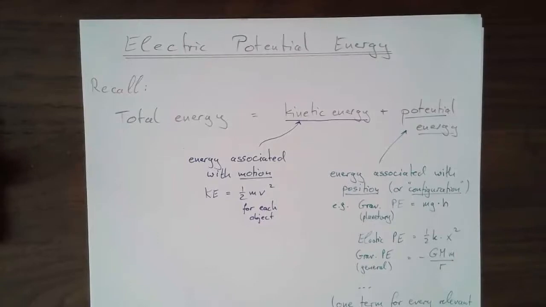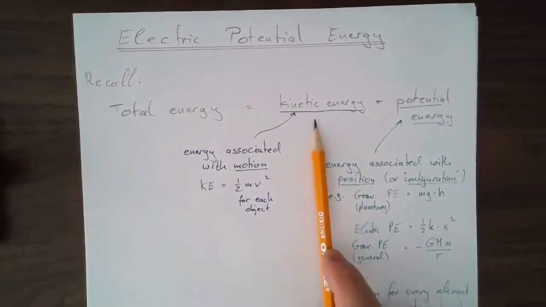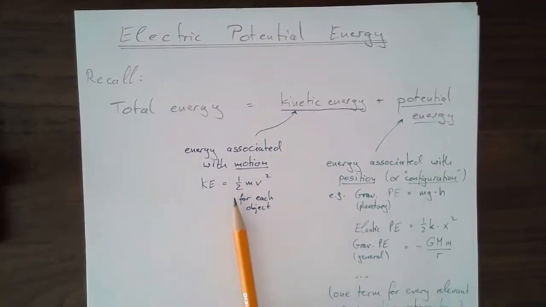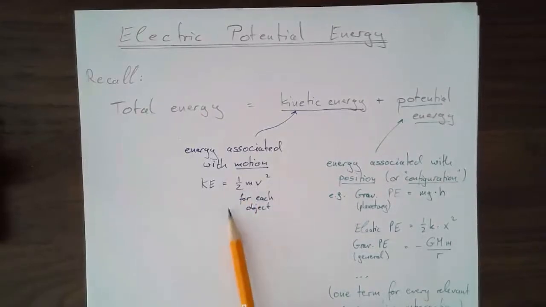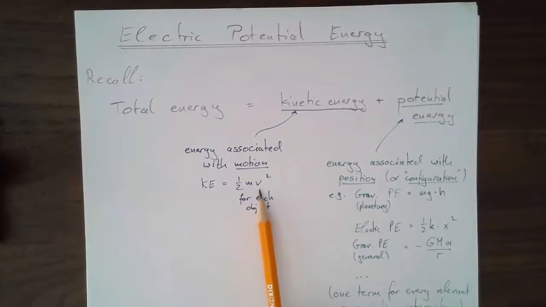So what's the difference between them? Well, kinetic energy, hopefully you remember, is the energy that's associated with motion, right? So how fast is something moving, and how much mass is moving, half mv squared. So if you've got three objects, you work out a half mv squared for each one of them, and that's the total kinetic energy of the system.